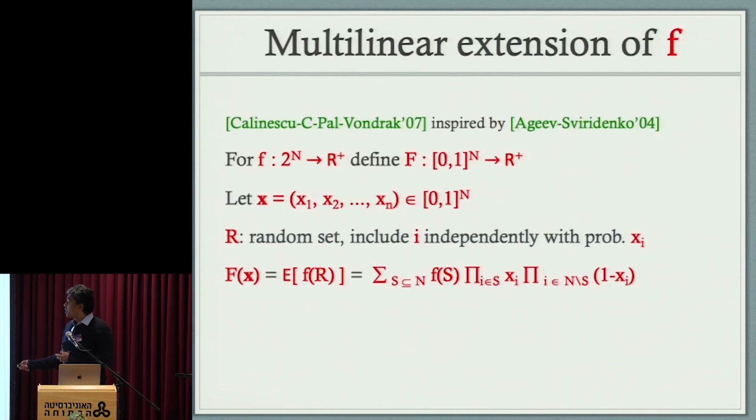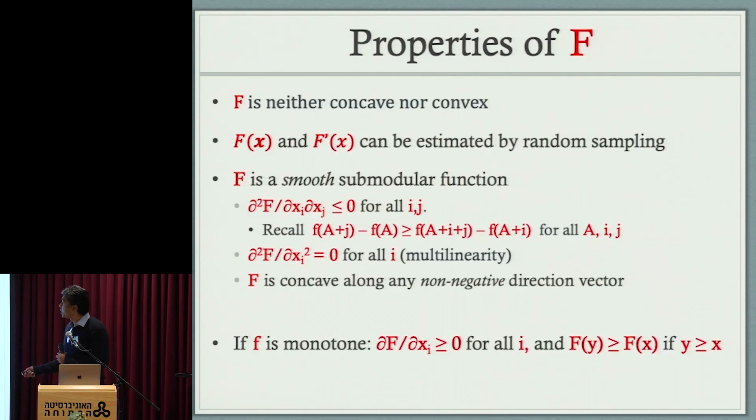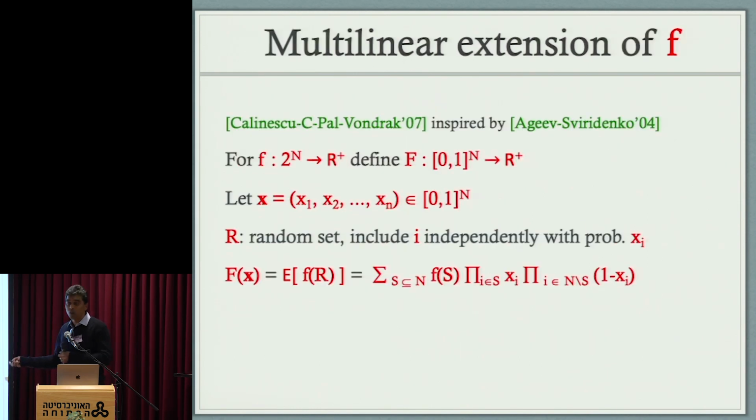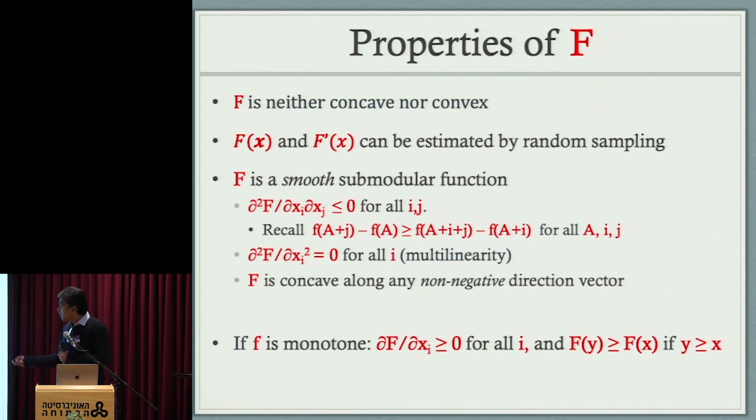I'll go through some of these properties: if f is submodular, capital F inherits some very nice submodularity properties. So let's go over them a little bit. F turns out to be neither concave nor convex. But one nice thing is that you can estimate both the function and its gradient by random sampling, just from the formula. From the definition, you can estimate it by random sampling. You repeat it, take averages. So what are some nice properties that it satisfies?